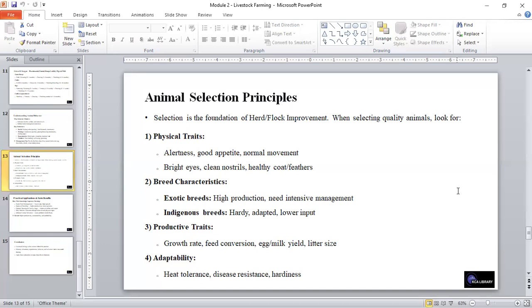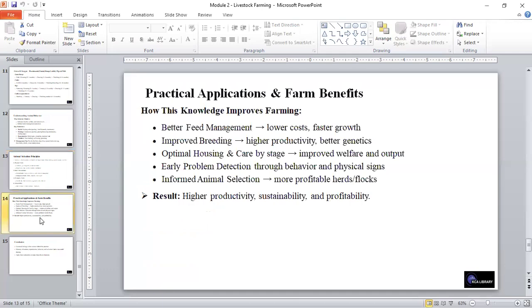Also, you check the productive traits: the growth rate, the feed conversion, the egg and milk yield, the litter size. And lastly, you need to check for adaptability. How is the animal's tolerance to heat, to disease? How can it resist disease? And how hardy is the animal? So in selecting animals, we need to watch out for all these selection principles.